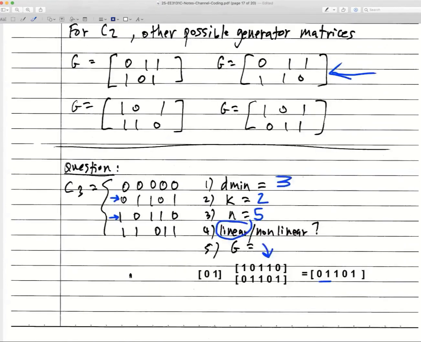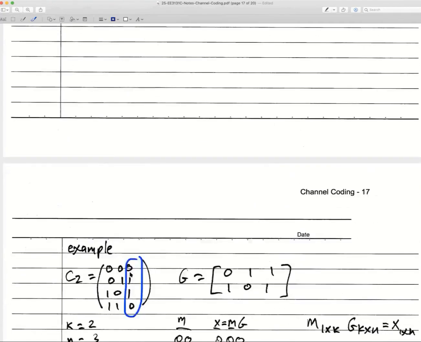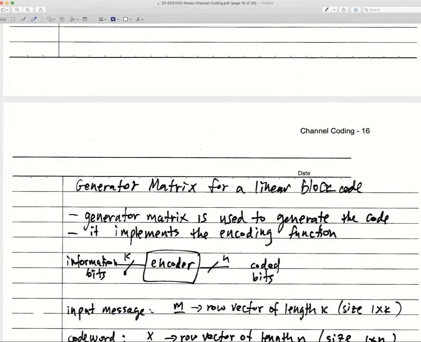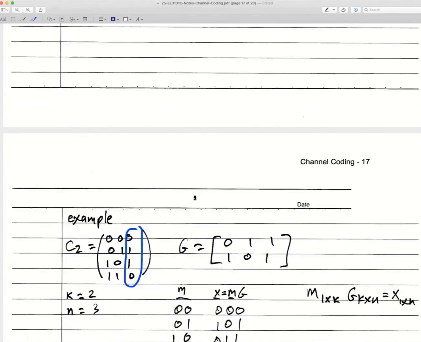Okay. So this basically solves the encoding problem. The way we're going to encode is through multiplication by a generator matrix. If you remember, we talked about encoding. Now, let's talk about decoding.